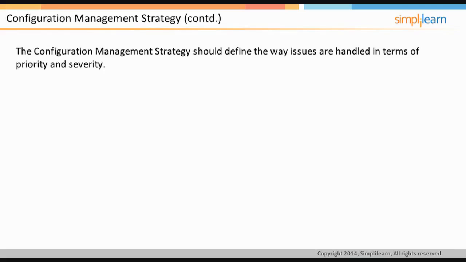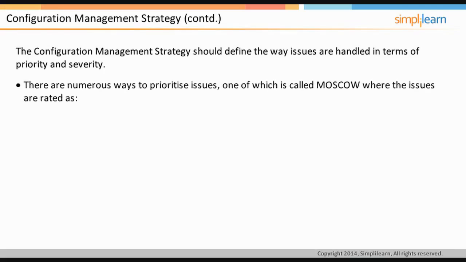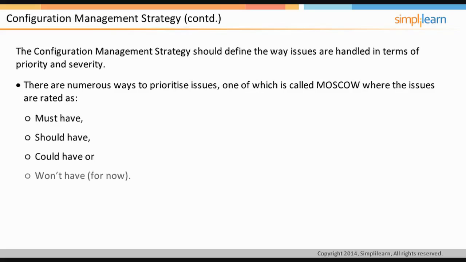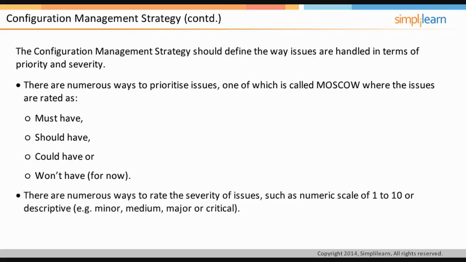Configuration management strategy should define the way issues are handled in terms of priority and severity. There are numerous ways to prioritize issues, one of which is called MoSCoW, where the issues are rated as must have, should have, could have, or won't have, at least for now. There are numerous ways to rate the severity of issues, such as a numeric scale of 1 to 10, or a descriptive process of rating them as minor, medium, major, or critical. We will continue our discussion on configuration management strategy in the following screen.